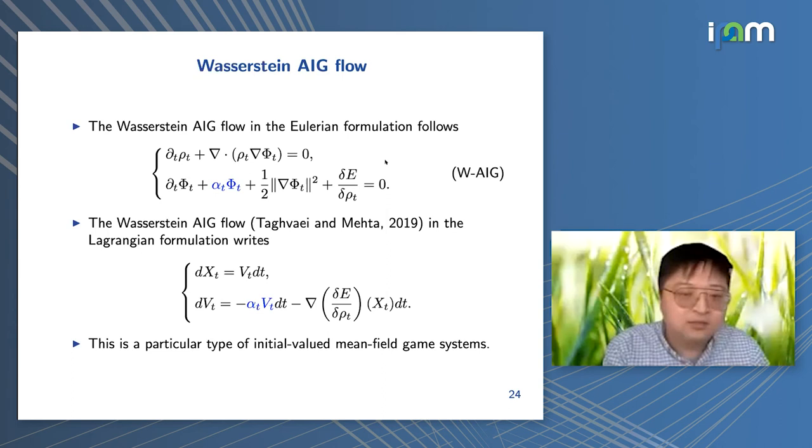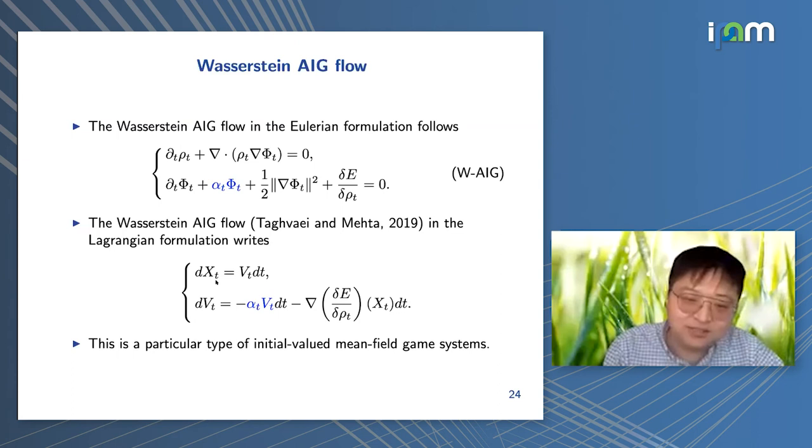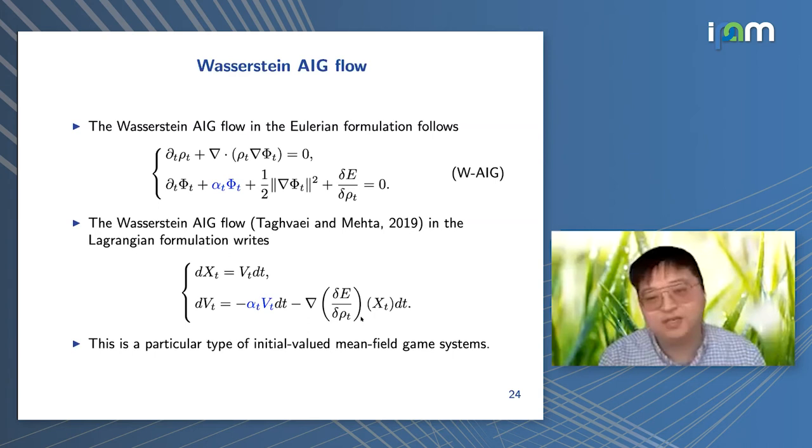Then you want to be practical. You want to compute by particles, right? So now how can we do it? Again, we recall our way to derive a particle flow. You just write dx/dt equals gradient phi, and d/dt of gradient phi equals something else. Now you can write it very simply. It's minus alpha t times, again, a linear damping on dx t, minus the gradient of the first differential of the energy. So this is the AIG flow in the Wasserstein case, in particle formulation.